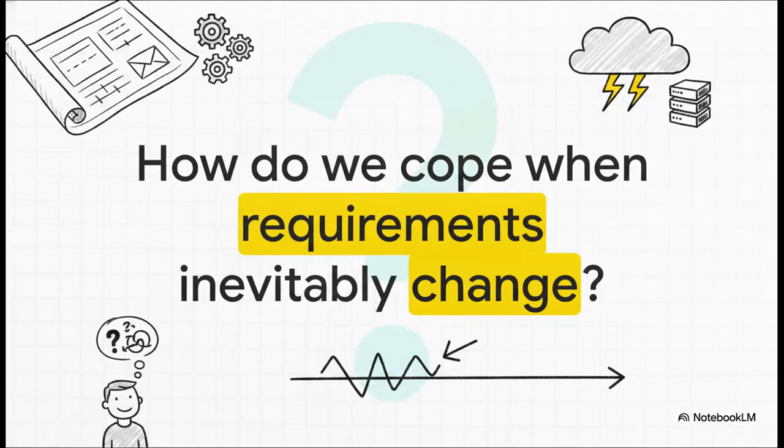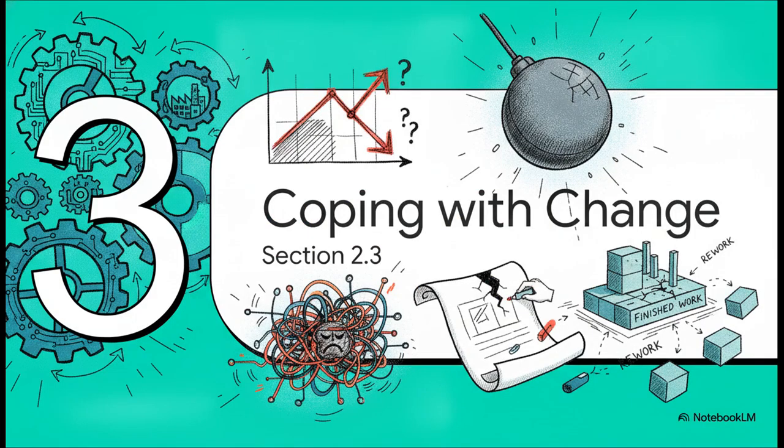But hey, here's a question to wake everyone up. We've talked a whole lot about strict plans and locked-in specifications, but what happens when the business environment suddenly shifts or brand new technology emerges? How do we actually cope when requirements inevitably change halfway through our beautifully constructed plan? That brings us right into section 2.3, coping with change.